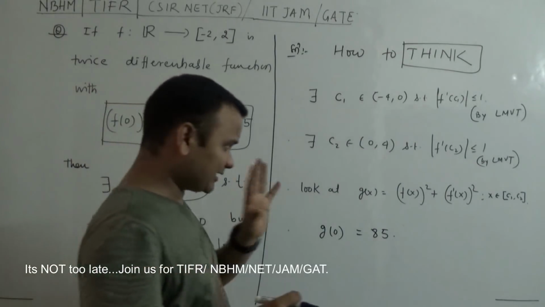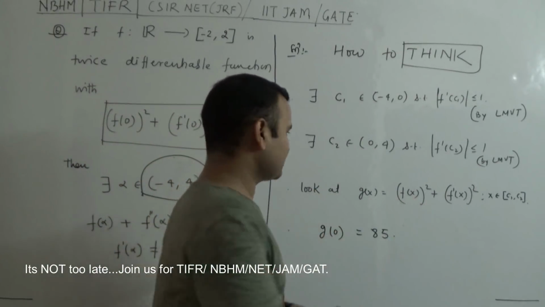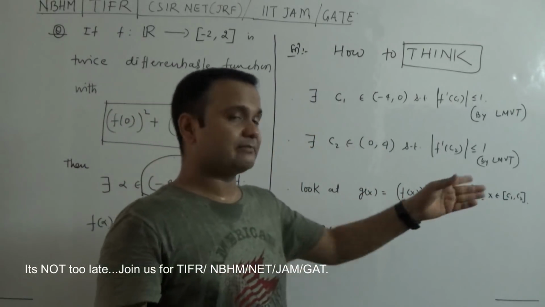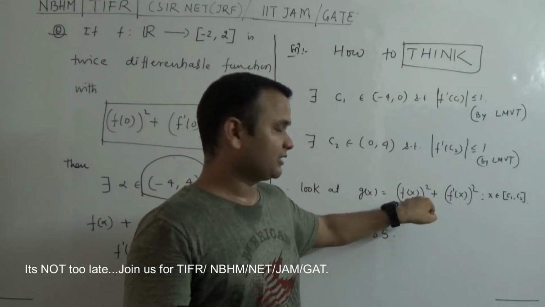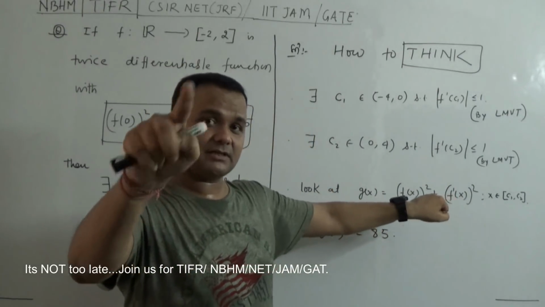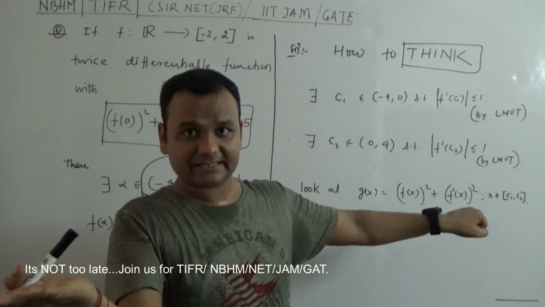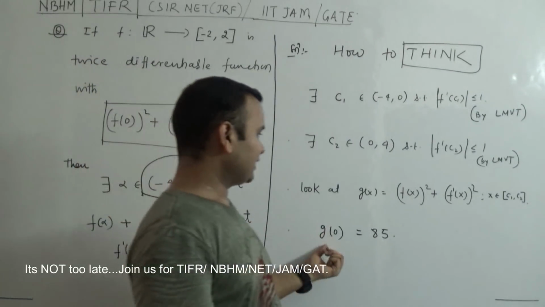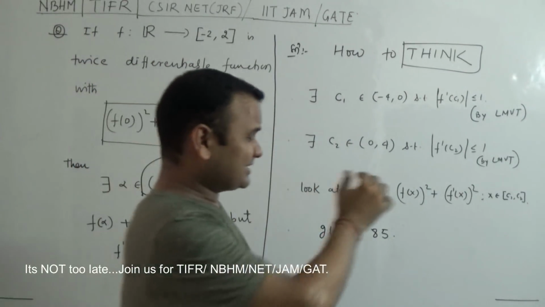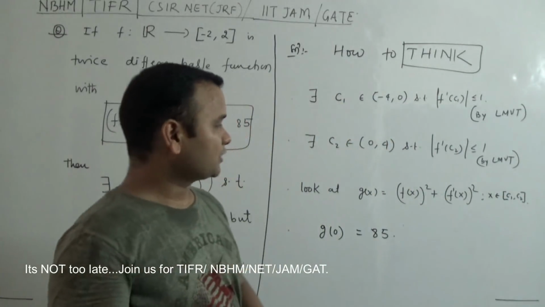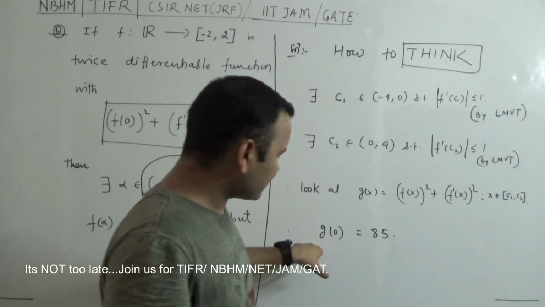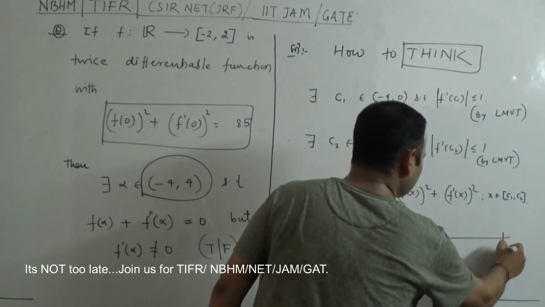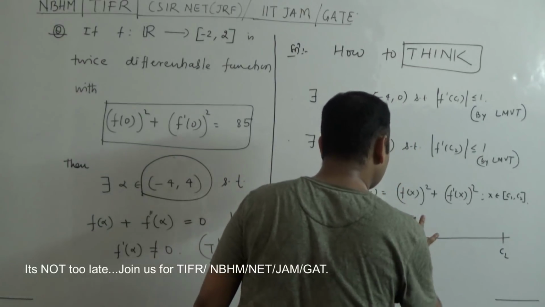So think again. Look at this. This function is continuous on c1, c2. How is this continuous? Because this is a sum of two continuous functions. This is already continuous, and the function is twice differentiable, hence the first derivative must be continuous, then I can take the second derivative. So this function is a sum of two continuous functions, hence continuous, and the value at 0 is 85. And look at this set c1 c2. On c1 c2, if you plot the graph, here is c1, here is c2.